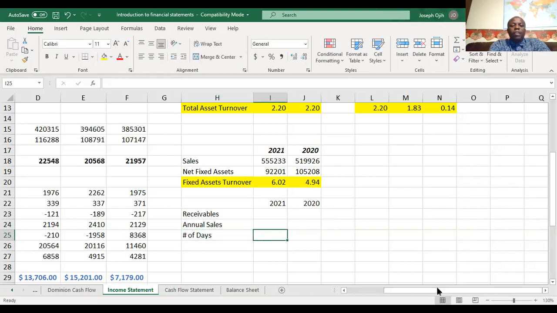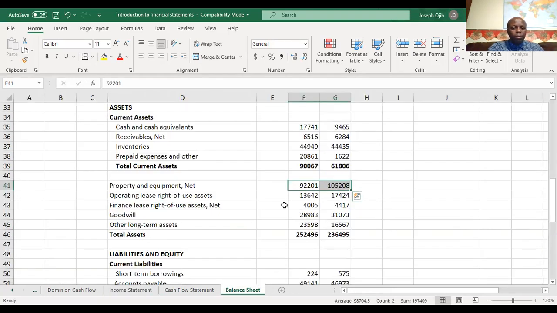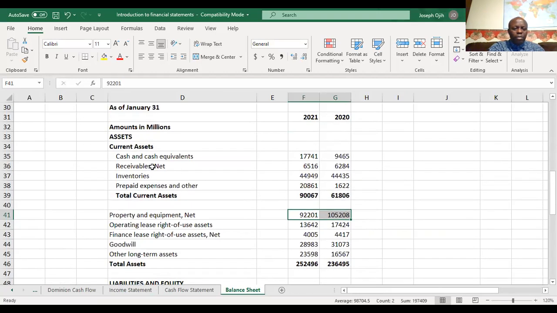Okay. Now for Walmart, the receivables, you can get the account receivables from the balance sheet. Go to the balance sheet. You can see the account receivable. You can see the receivables net. I'm gonna copy it. Copy it and then paste it in the income statements.